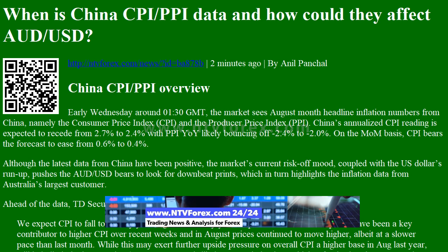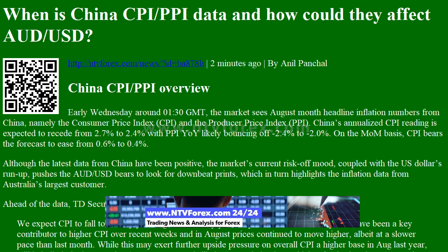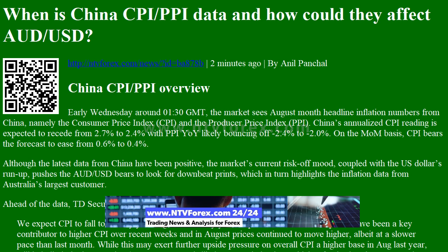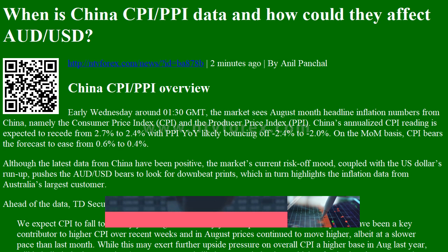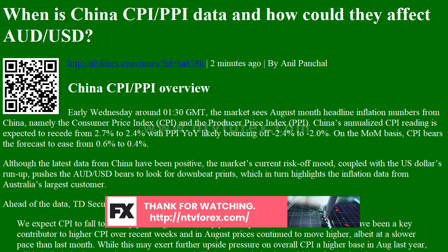The market sees August month headline inflation numbers from China, namely the Consumer Price Index (CPI) and the Producer Price Index (PPI). China's annualized CPI reading is expected to recede from 2.7% to 2.4%, with PPI YoY likely bouncing off 2.4% to 2.0%. On the MoM basis, CPI is forecast to ease from 0.6% to 0.4%.